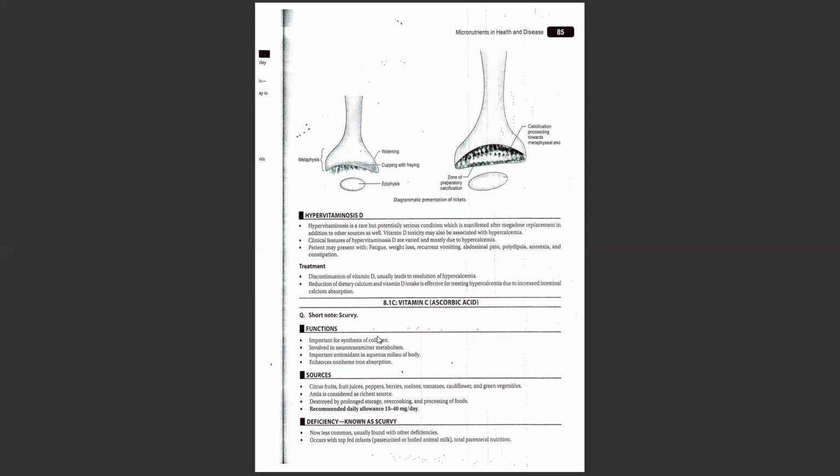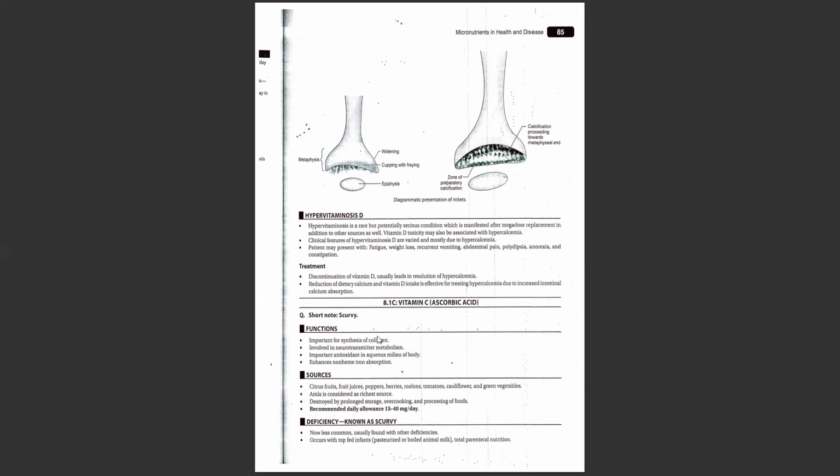The functions of vitamin C: it is important for the synthesis of collagen, and it is involved in neurotransmitter metabolism. It is an important antioxidant in the aqueous media of the body, and it enhances non-heme iron absorption. So these are the functions of vitamin C.